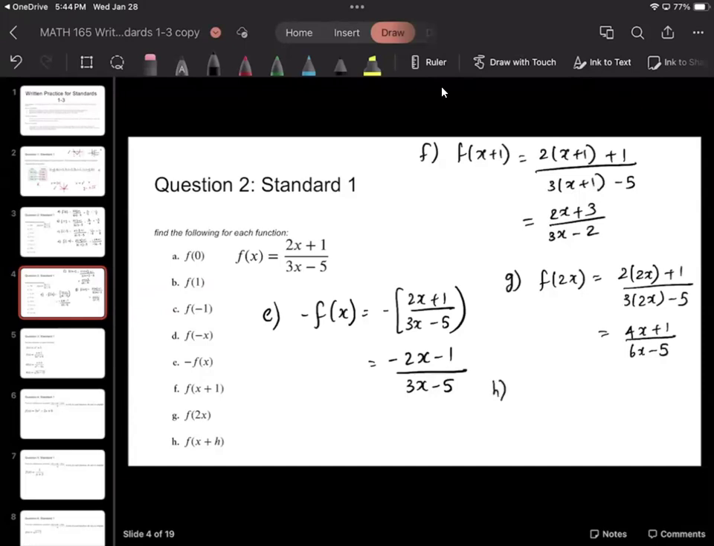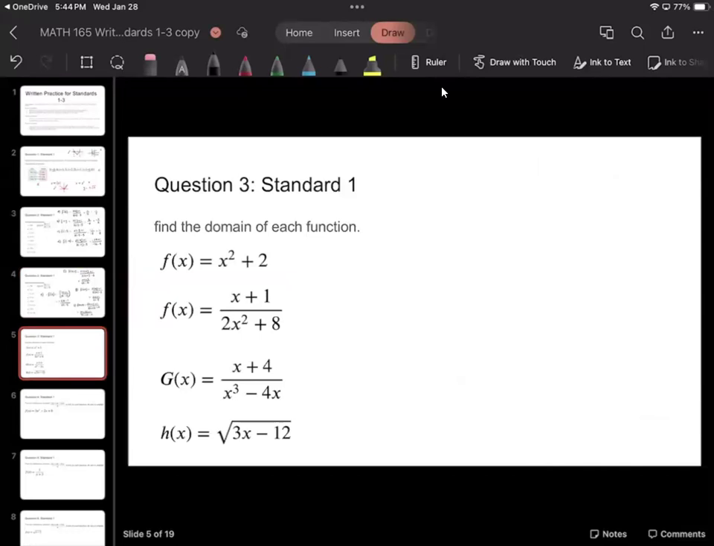And finally, I have f of x plus h. Do the same thing. 2 times x plus h plus 1 over 3 times x plus h minus 5. Simplify. 2x plus 2h plus 1 over 3x plus 3h minus 5. And you can leave your answer like that.